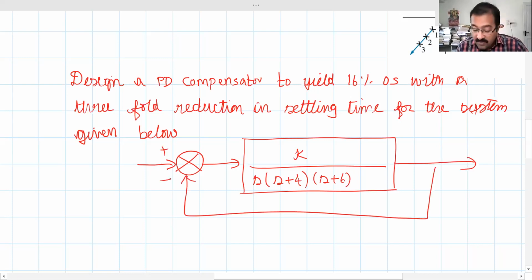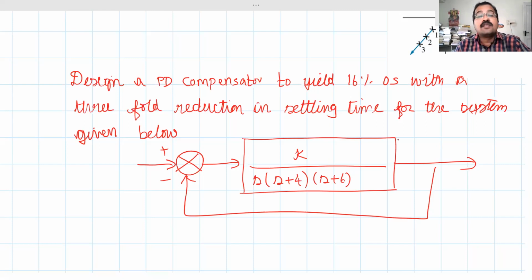Fine. Now what next? So you see here, what is the order of the plant? Order of the plant is 3. And these specifications, rise time, peak time, etc., are defined for a standard second order underdamped type 0 system. So even though this is a third order plant, we have to find out the dominant pole pair. What do we mean by dominant pole pair? Dominant pole pairs are those pole pairs which are closer to the j omega axis.